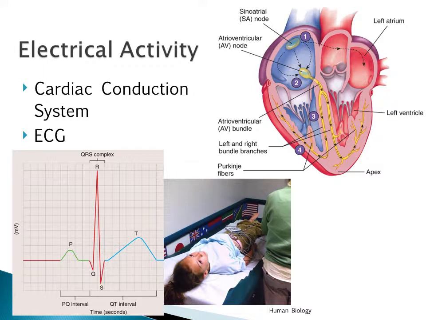And this QRS complex is larger. There's more muscle there, so you see more activity. And that greater activity then leads to a larger deflection on the chart. Then the last part here is the T wave.